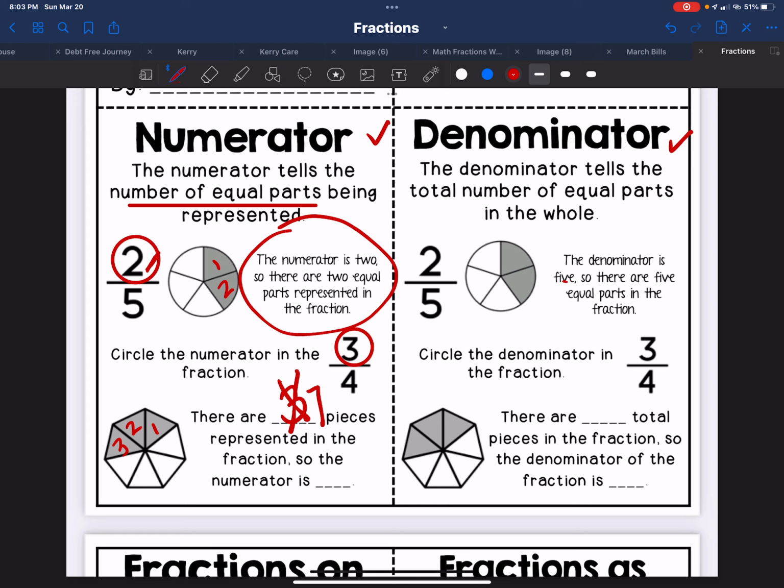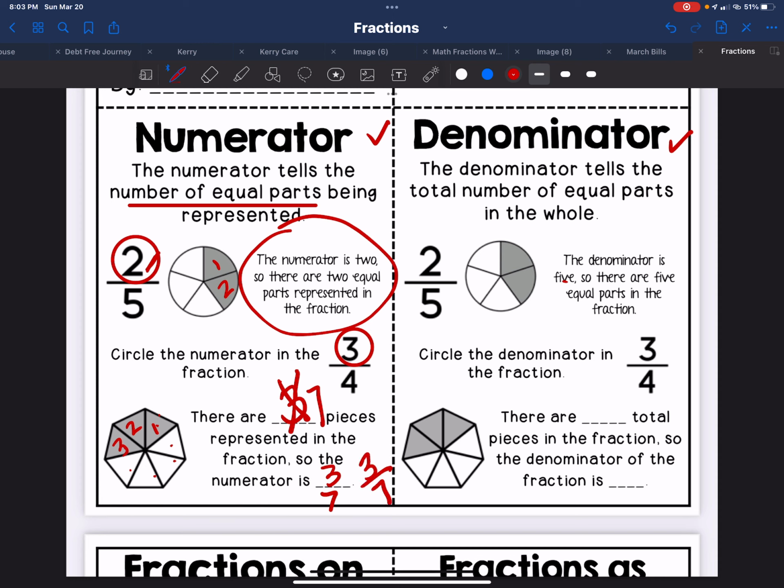All right, so here we go. There are 7 pieces represented in the fraction, so the numerator is 3. There's where you get 1, 2, 3. And then there are 1, 2, 3, 4, 5, 6, 7. So 7 is your denominator. This is read as 3 sevens.